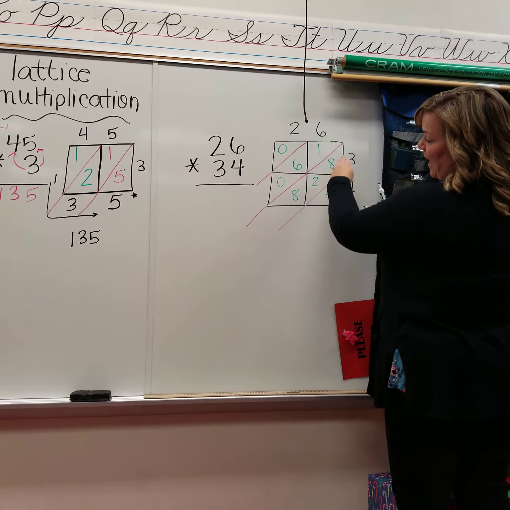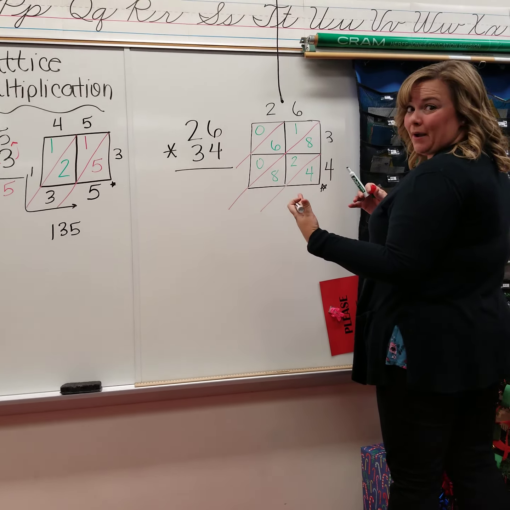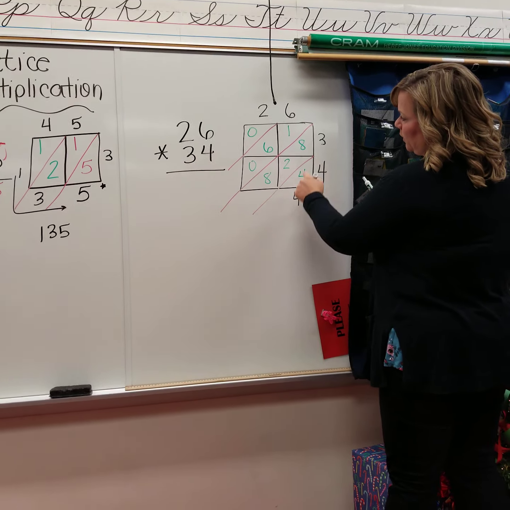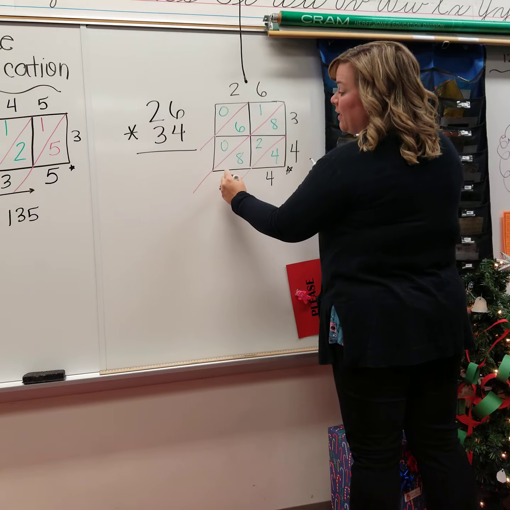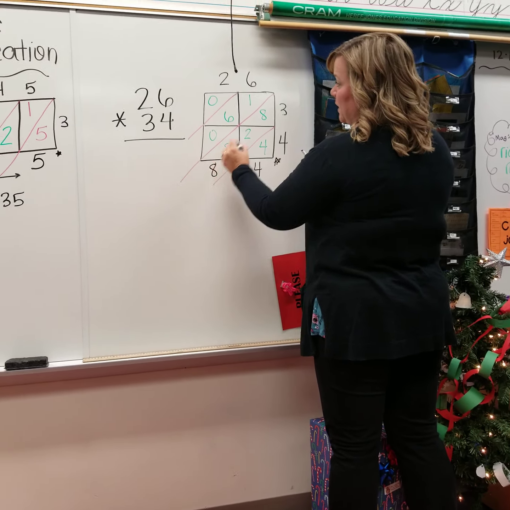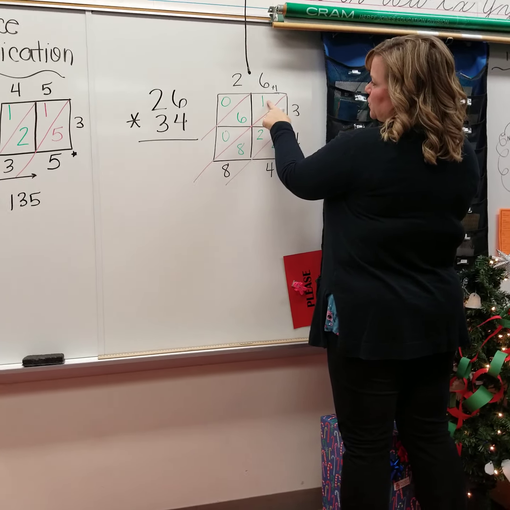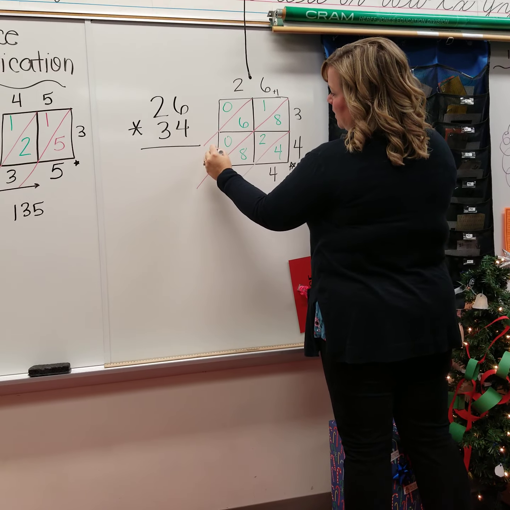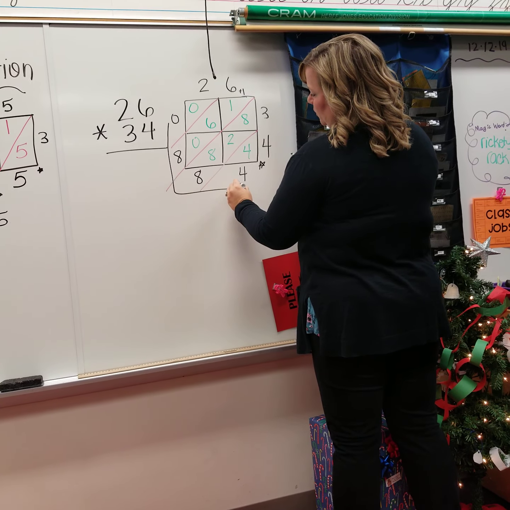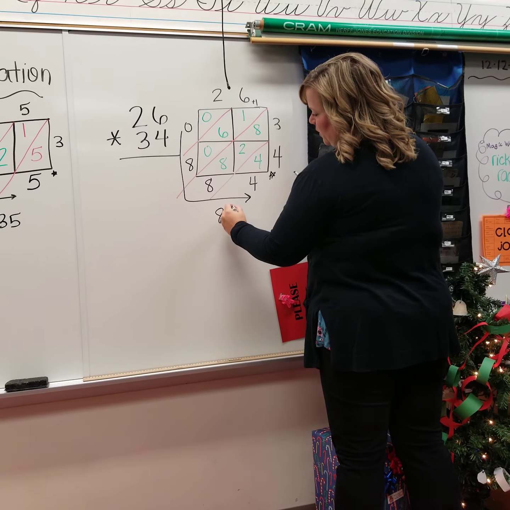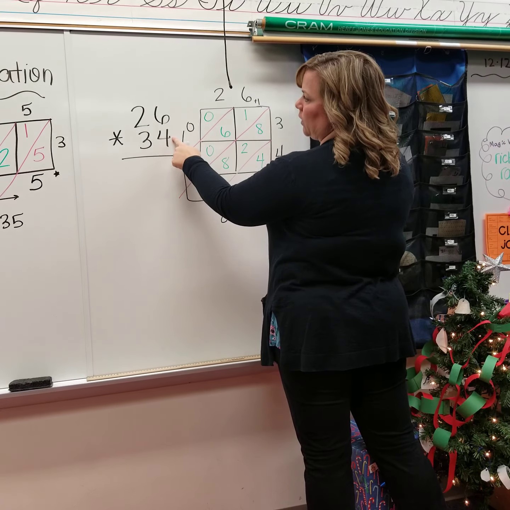Then I'm going to start adding up my diagonals. Again, I want to start here. That's going to be my ones. So I have 4, 8 plus 2 is 10, plus 8 is 18. This is what I talked about on the last one, so I put down the 8. I carry my plus 1 up here. 1 plus 1 is 2, plus 6 is 8. And there's a 0 there. And then I read my answer this way. So 884.